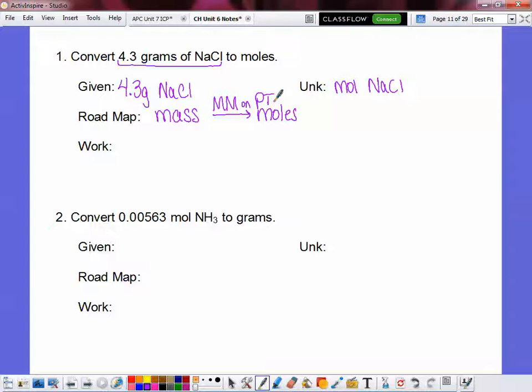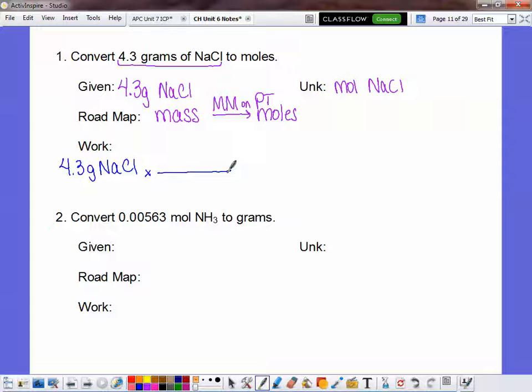Okay? So now we're ready to start. Now we're ready to set up our work. The unit you're given is always going to be what you start with. And we're going to multiply that by a fraction. And our fraction is going to be our conversion. Whatever unit you start with, always put that on the bottom so it'll cancel. Okay? Because remember, in math, if you have x divided by x, it cancels out, right? It becomes 1.